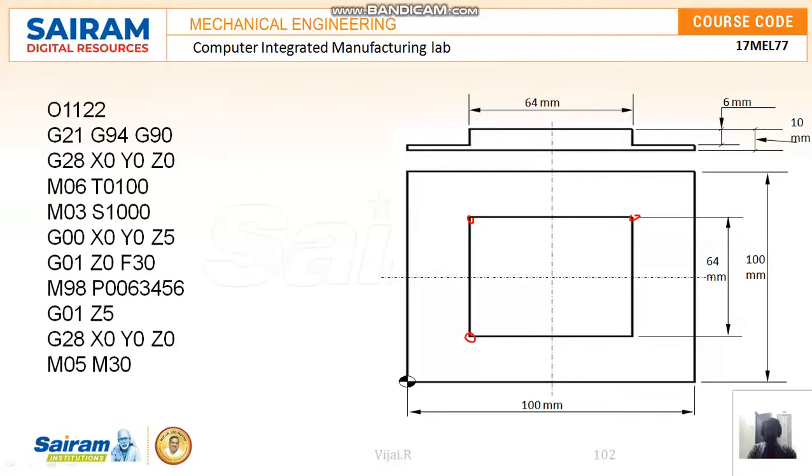Then again I will give some depth of cut. Then again, suppose just for imagination, here it is 6 mm. We have to make a removal of 6 mm. We have to remove it for this.